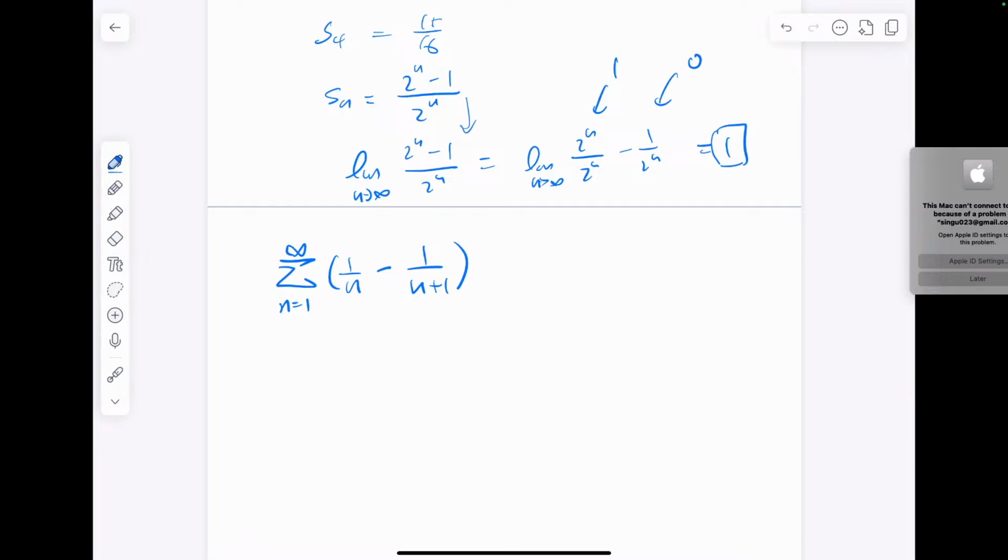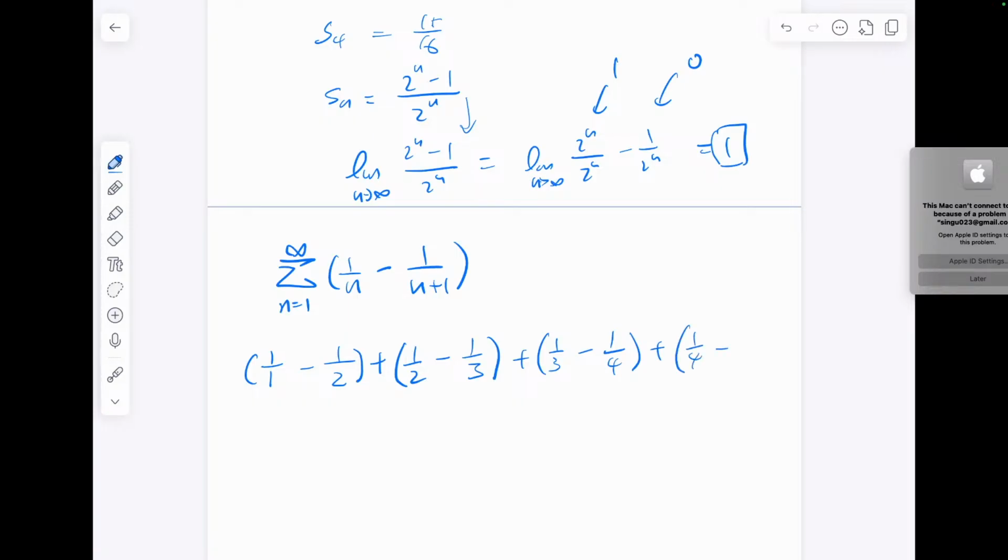So if I plug in the first few terms, you're going to see what happens. 1 over 1 minus 1 over 2, right? Do you see that? It's a series, so we add up the next term: 1 over 2 minus 1 over 3, plus 1 over 3 minus 1 over 4, plus 1 over 4 minus 1 over 5. You get it? What did you get, Bennett? They basically all cancel out.